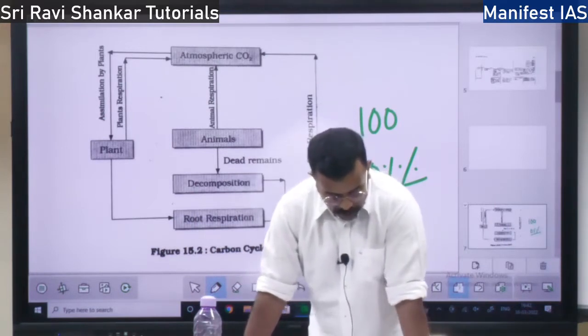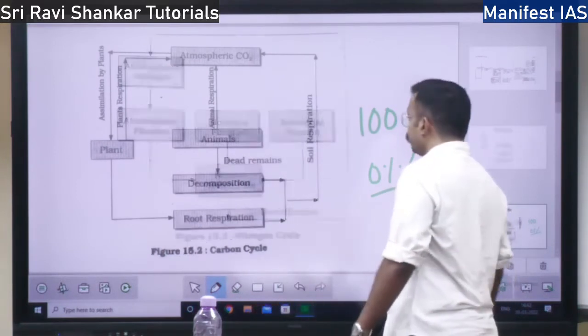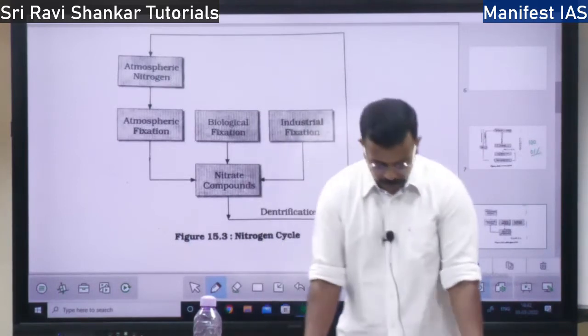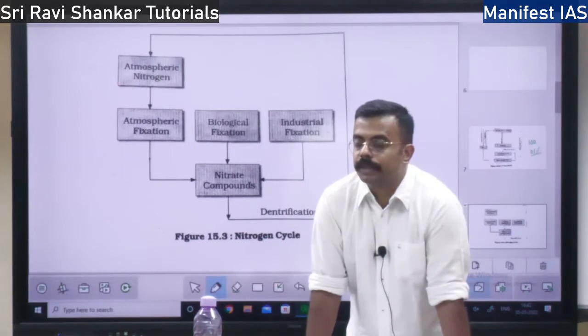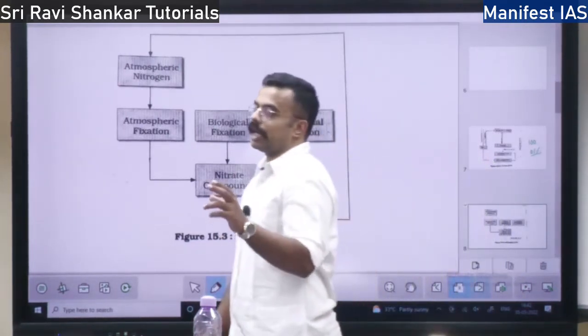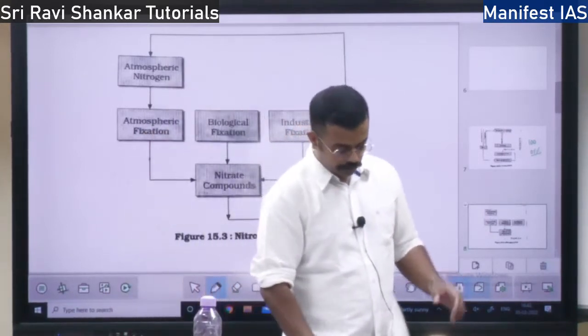Next, you have the oxygen cycle. The oxygen cycle is also impacted by photosynthesis. So in the oxygen cycle, what happens? See, in the carbon cycle, I told you carbon dioxide is used for what?